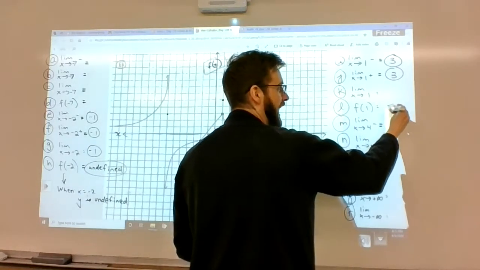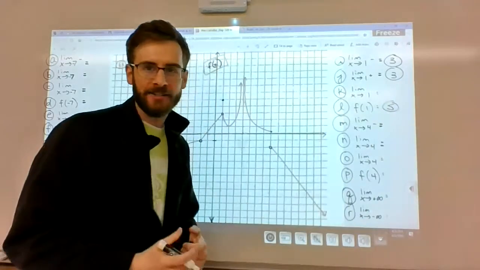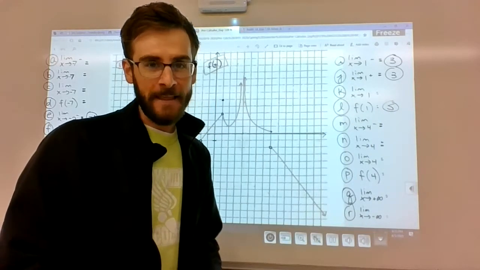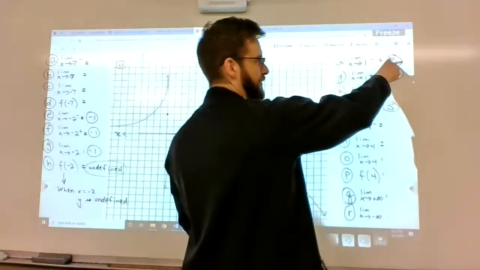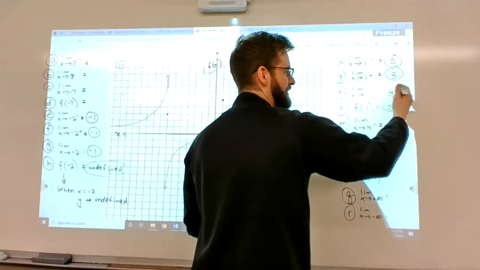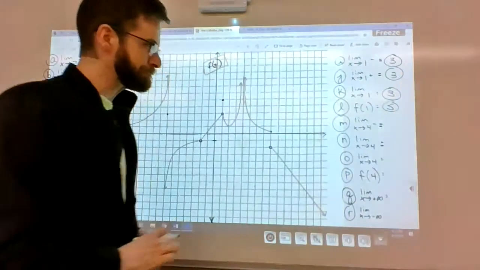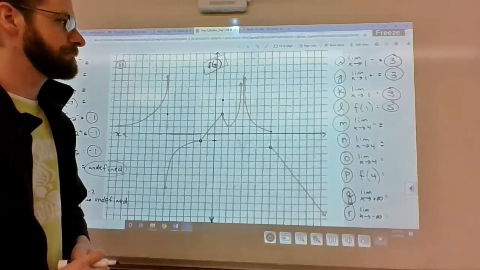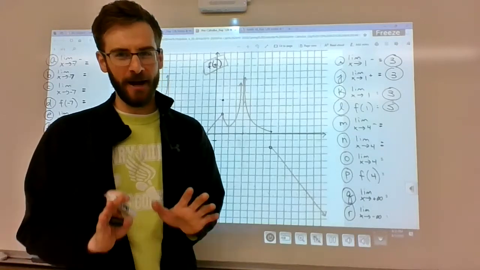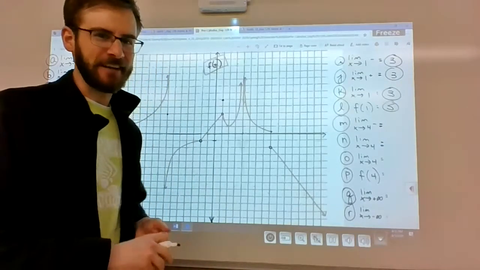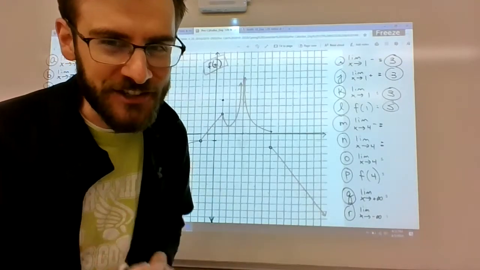F of 1. I totally skipped over x approaches 1. X approaches 1 at 3, right? So if it matches from the left and the right, the limit as x approaches 1 is 3. So hopefully this isn't too confusing so far. My apologies. Again, email me with questions.